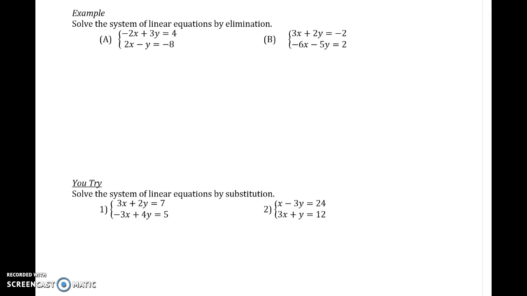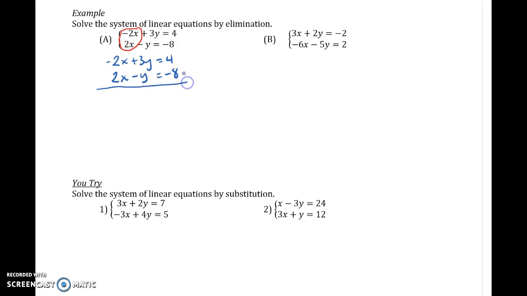If you look at the two equations, negative 2x plus 3y equals 4, and 2x minus y equals negative 8, you could go ahead and do your substitution, but what I see here is something pretty neat. I see this negative 2x and 2x, and what I'm thinking is, hey, wait, if I add them together, don't they add up to 0? And if they add up to 0, doesn't that get rid of the x's? And that's exactly what we want to do. So I'm just going to rewrite the problem and then complete that elimination.